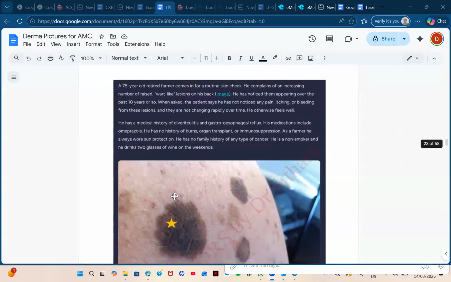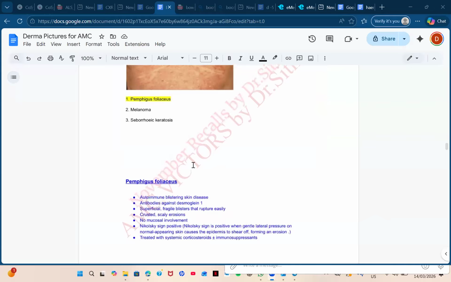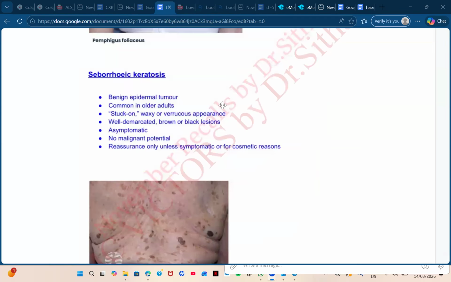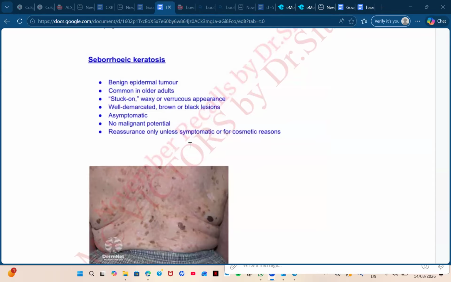So what are the key points? Seborrheic keratosis: these are the key points you should know. Benign epidermal tumors, common in adults, with a waxy or verrucous appearance, well demarcated. These are asymptomatic, well demarcated brown or black lesions with no malignant potential. Reassurance only, unless symptomatic or for cosmetic reasons.